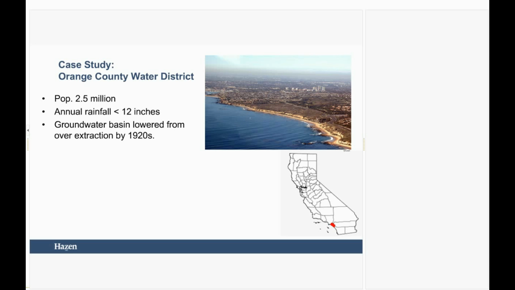So, a case study I do want to talk about, and one that gets a lot of attention in potable reuse, is that of Orange County Water District.